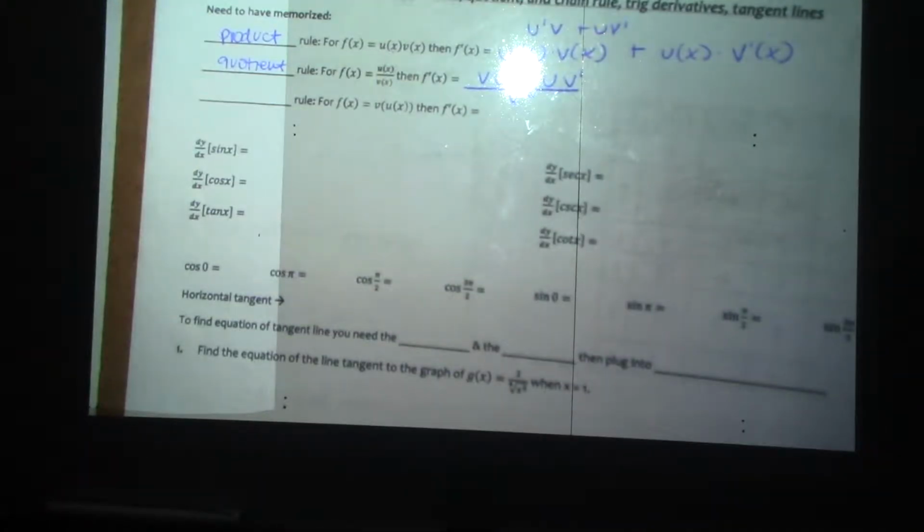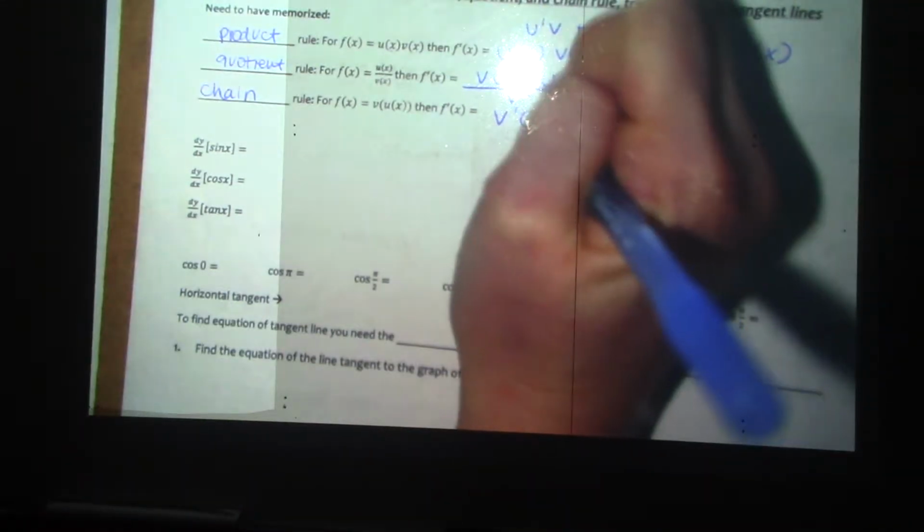Now for quotient rule, when you have two functions being divided by each other, this is where we do the low d high minus high d low. So low is v, d high would be u prime, minus high, d low would be v prime, over low squared, like that. And lastly, when we have a function inside of another function, this is going to be our chain rule. So we take derivative of the outside, v prime, leave the inside alone, times derivative of the inside, u prime of x.